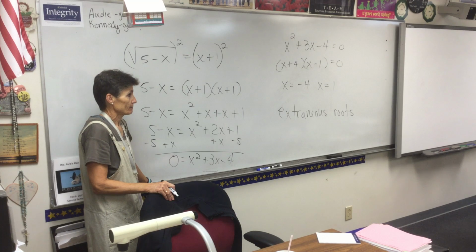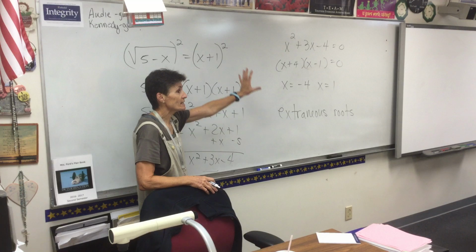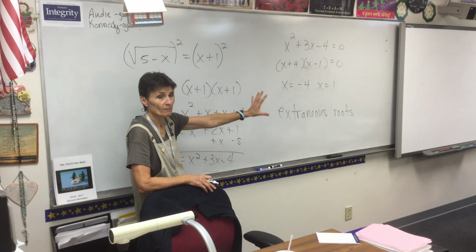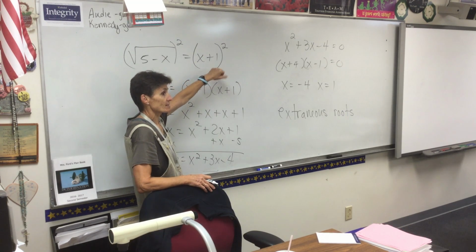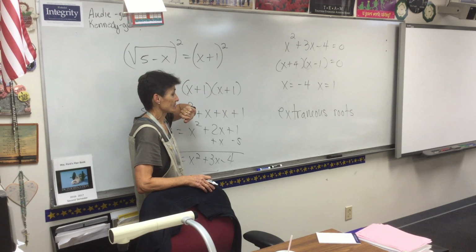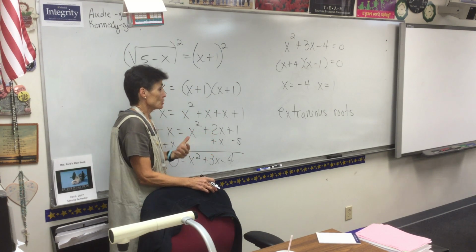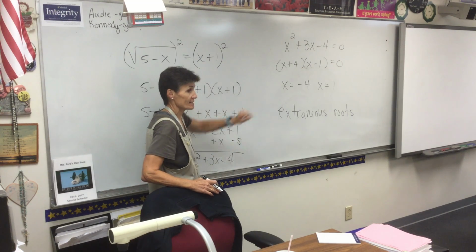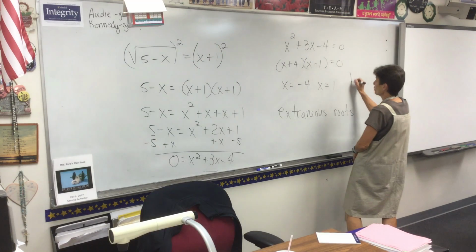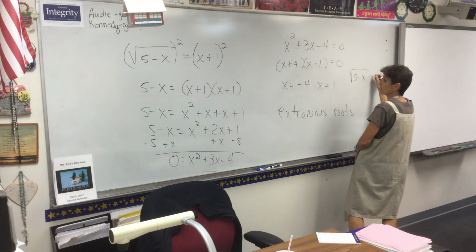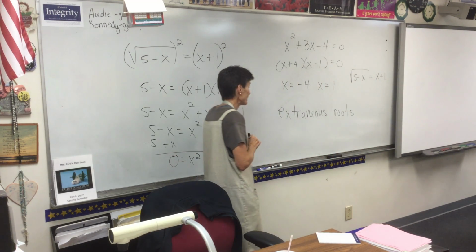Means it doesn't check. Now, we made no mistakes. We did a perfect job on this problem. But whenever you square both sides, you run the risk of ending up with too many answers. So what we're going to do is check these guys back in the original problem. So I'm going to rewrite my original problem. There it is. And I'm going to check my answers.